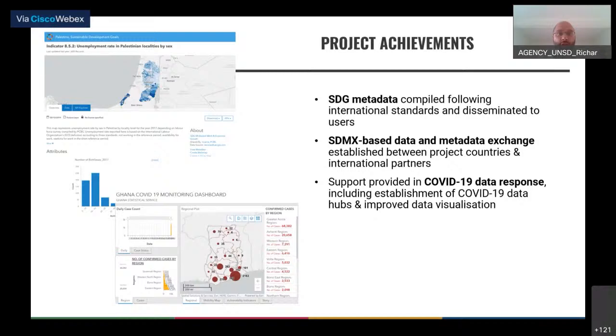So countries have compiled national SDG metadata according to international standards, have disseminated it to their users, and data exchange using SDMX standards has also been established between the countries, UNSD, and other international partners. And since the start of the pandemic, the project has also provided support to countries' COVID-19 data responses, including on the establishment of COVID-19 data hubs and improved data visualization. And we'll hear a bit more about that from Heather later on.